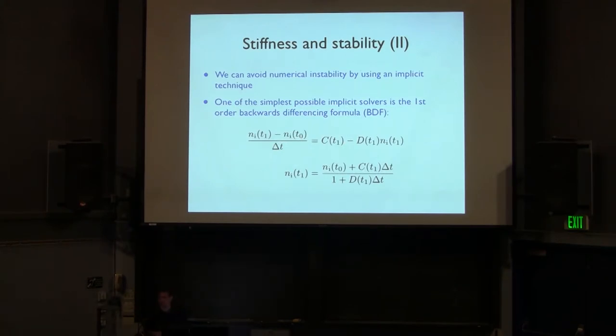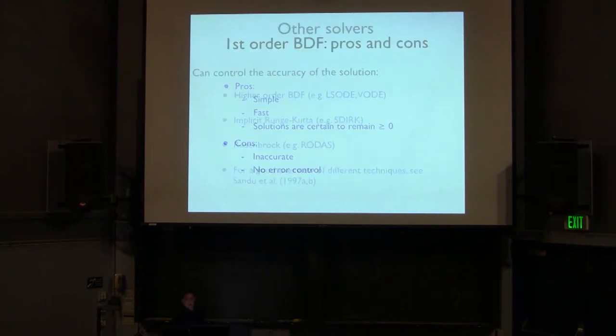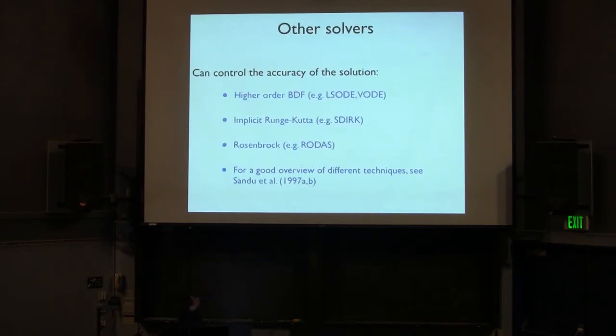It turns out for ISM chemistry, that's actually fine, at least the ISM chemistry that you'll be using this week. Are there other better ways to do it? Well, obviously, yes. You can use higher order backwards differencing, and there's a bunch of various off-the-shelf packages that you can just download and include.